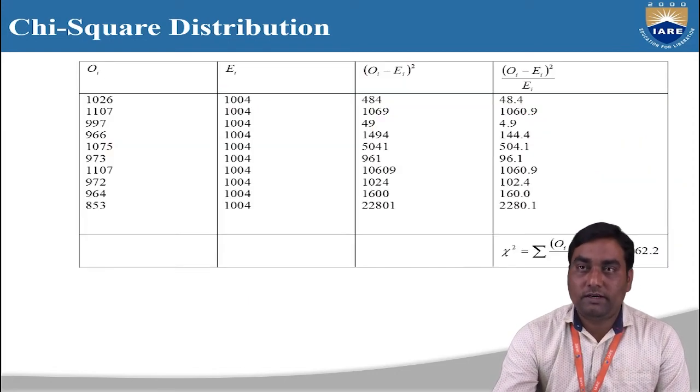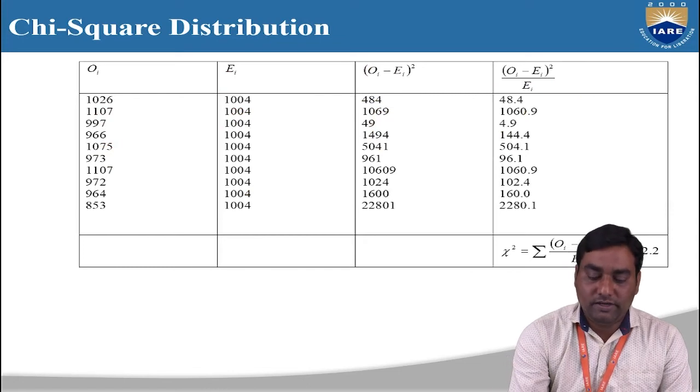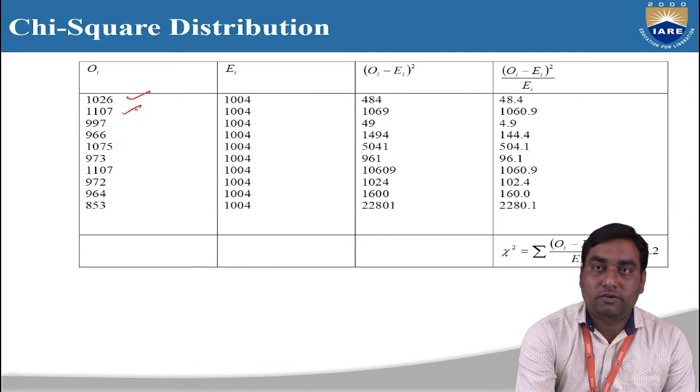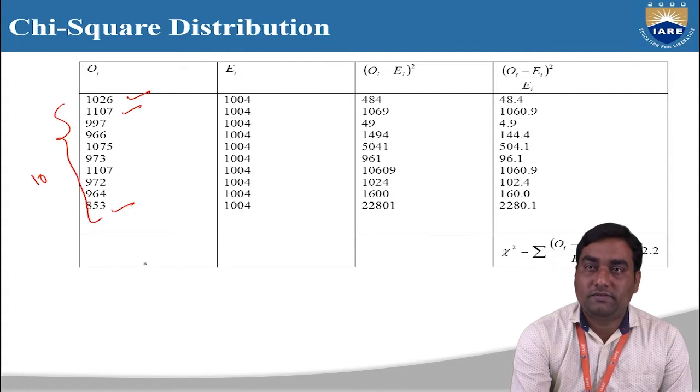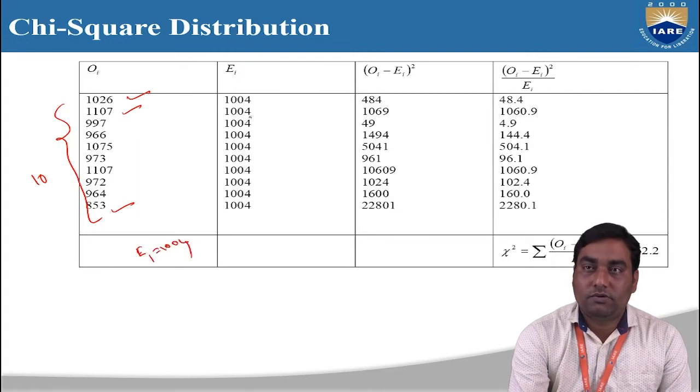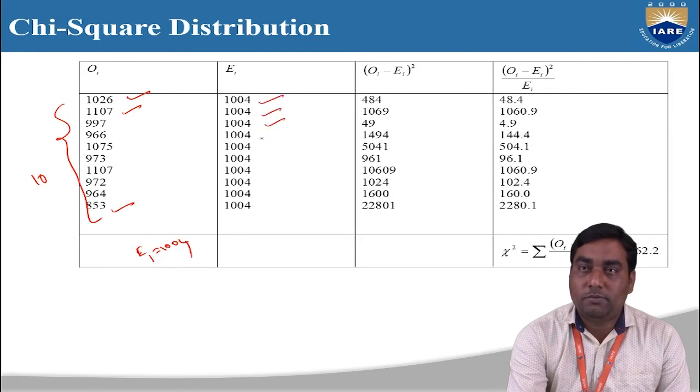Now we are going for the table. Observed frequencies are given: 1026, 1107, up to 853. Ten values are given. And we calculated the expected frequency. How much did we get in the previous slide? 1004. That we have written corresponding to all the observed frequencies.